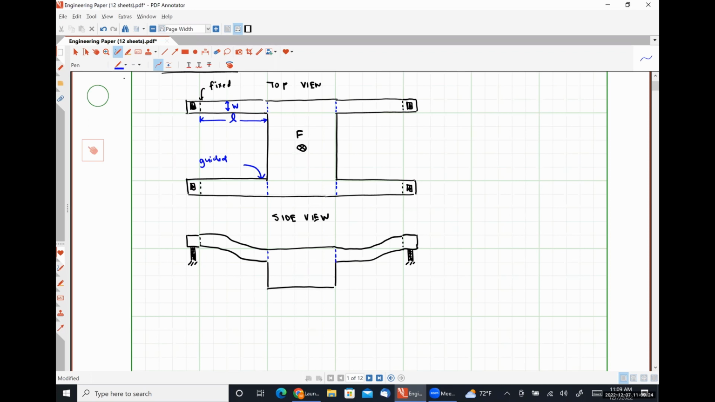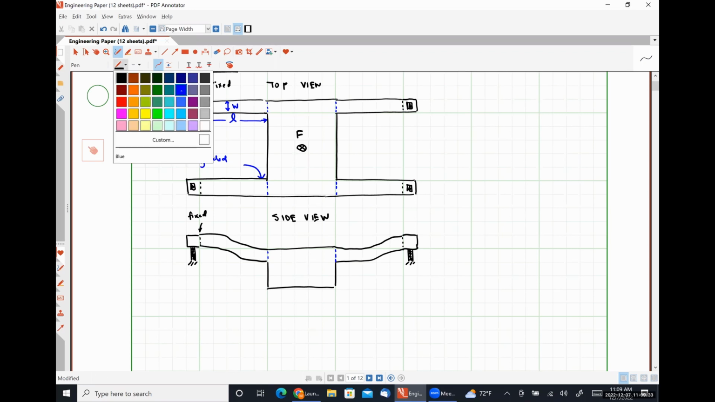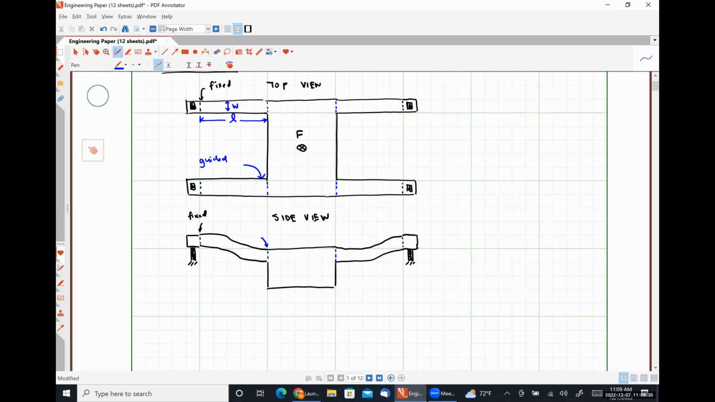So once again, we have our fixed boundary condition, our guided boundary condition here. This is the thickness of our spring, and then our force F is acting on the top surface of the plate in order to cause a beam deflection downward. Okay.